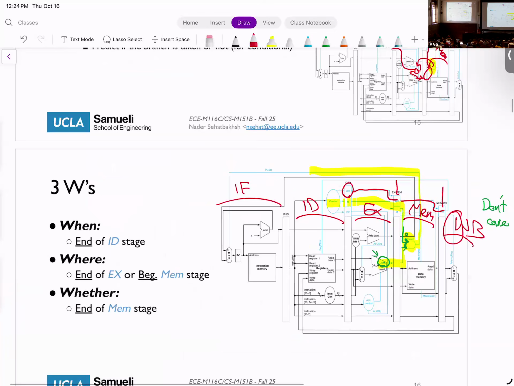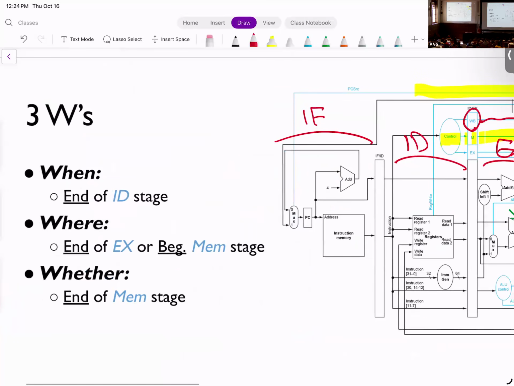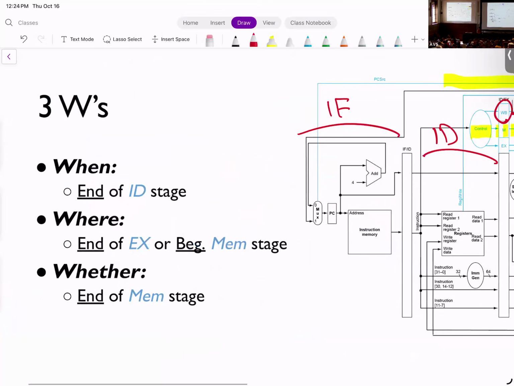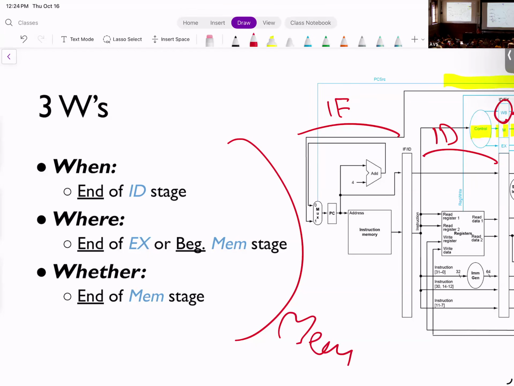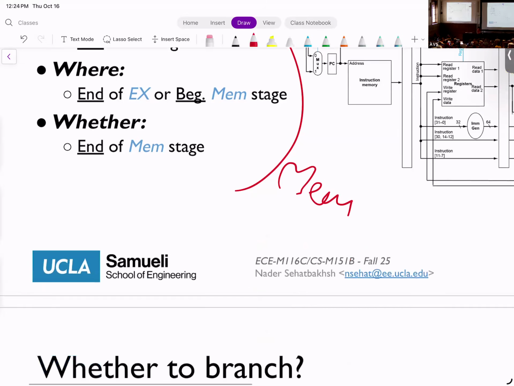Okay, going back to our branch, are there any other questions? All right, going back to the branch, we know these 3 questions at this time. If I look at the mux of this, I know the outcome of the branch at the end of the memory stage, because I need all 3 pieces of information to make a decision.